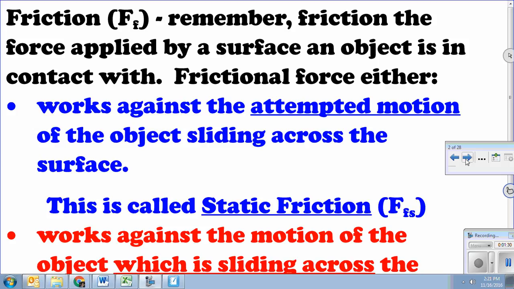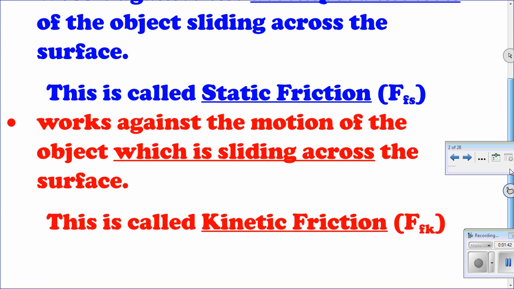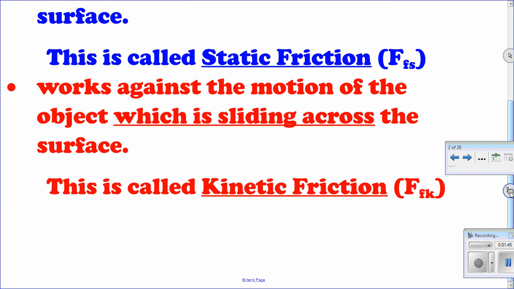So it seems to me that determining the direction of static friction is kind of the hardest one. Determining the direction of kinetic friction is a little bit easier. I guess I jumped ahead a little bit. So what is kinetic friction? Kinetic friction is friction that occurs after the object has already begun sliding.